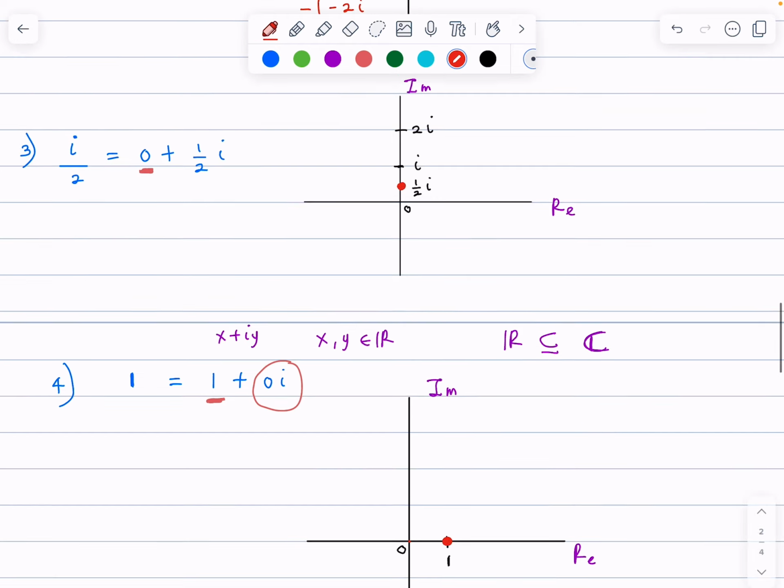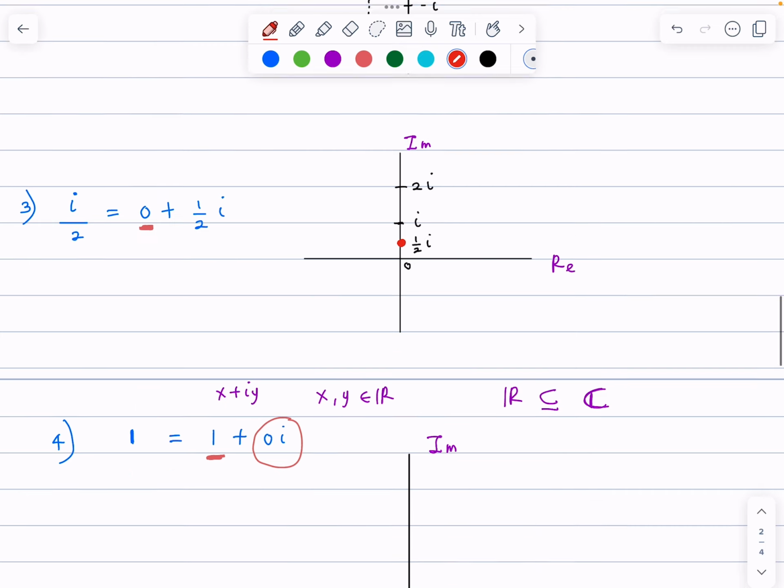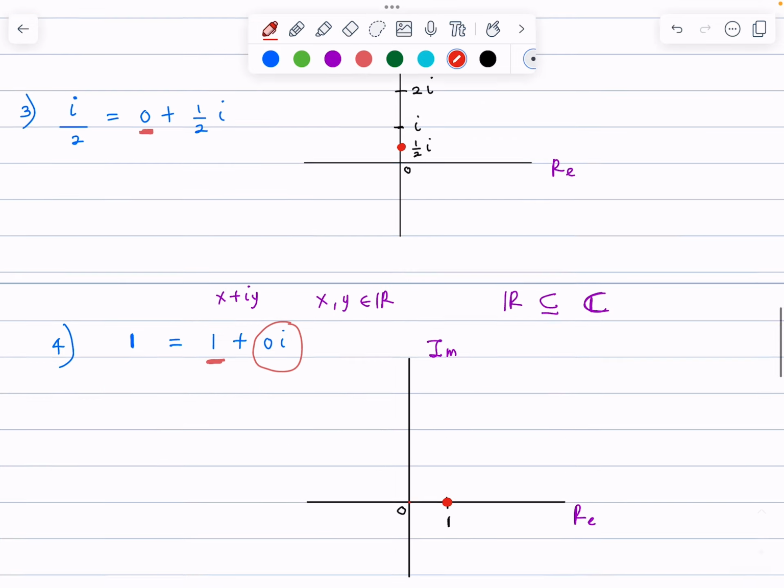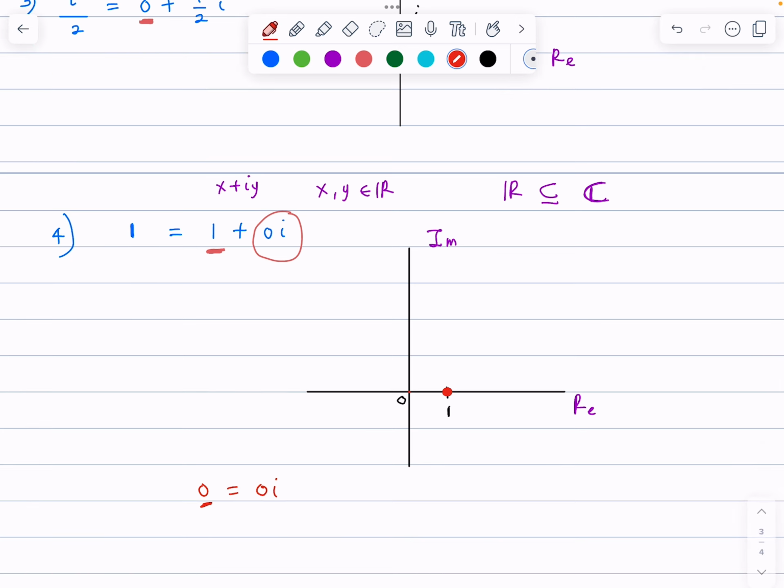So you look at this example 3, i over 2 is on the vertical line. Then for this example number 4, 1 is on the horizontal axis. So that's it. That's how to plot complex numbers. I hope this example helps. Thank you.